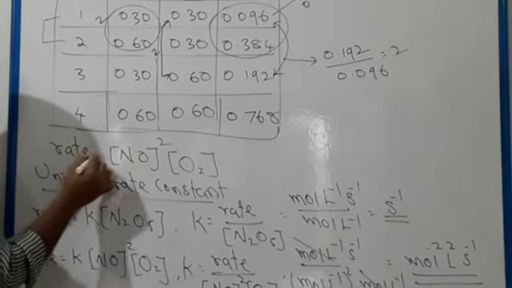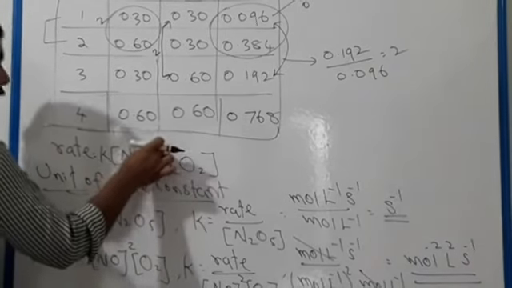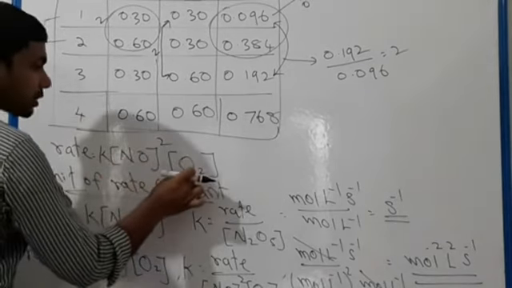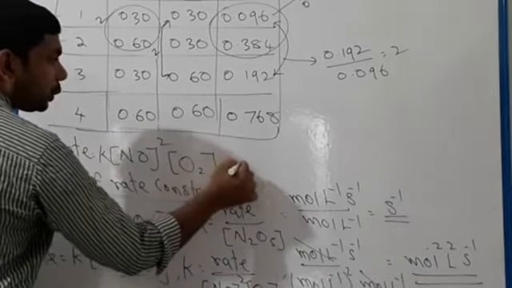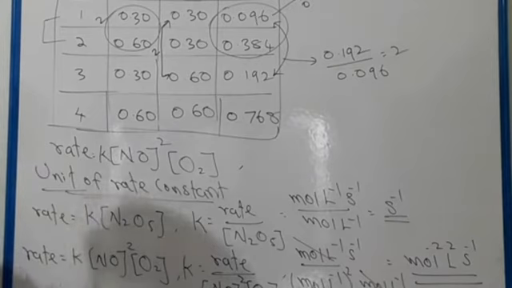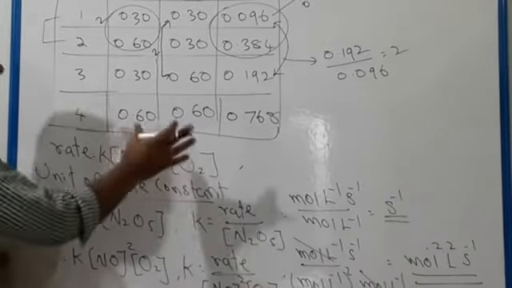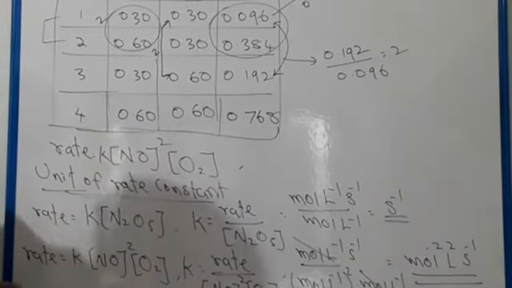So according to this experiment, the rate of reaction equals k times concentration of NO power 2, concentration of oxygen power 1. So this is a third order reaction. Okay. So the order of reaction we obtain experimentally, not theoretically.